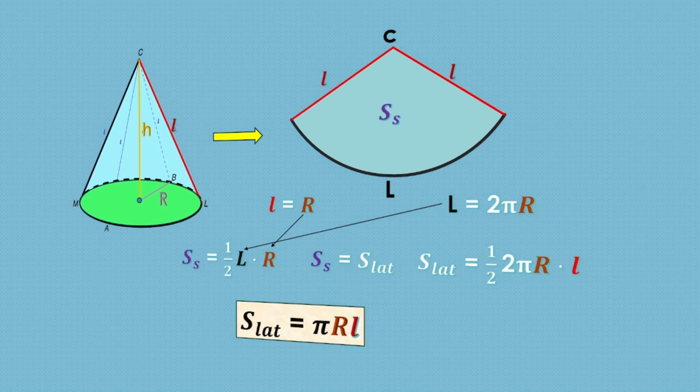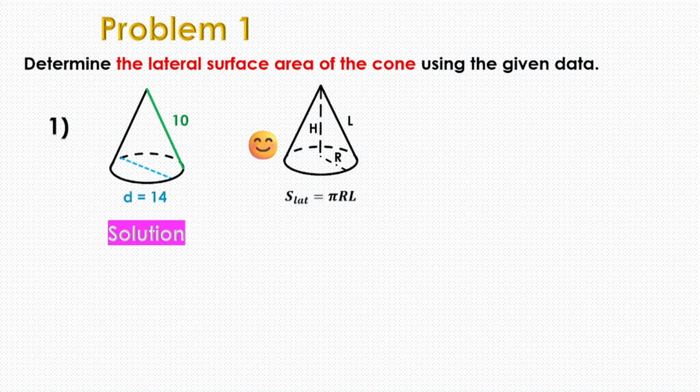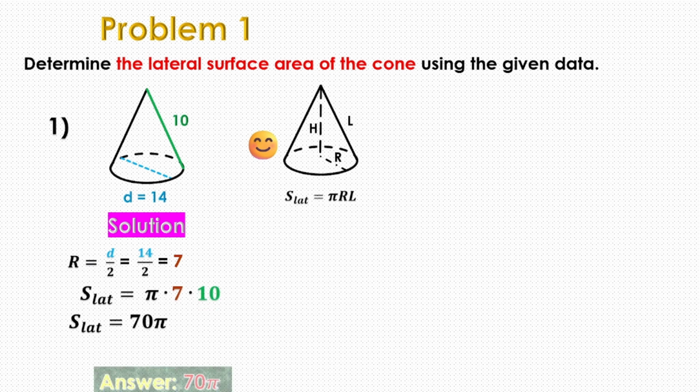Problem 1. We see that we are given a formula for finding the lateral surface area of a cone. We are also given a generator, which is 10. We are given a diameter, which is 14. So let's first find the radius of this circle. It's half the diameter. We plug everything into the formula for finding the lateral surface area, and it's going to be 70 pi.